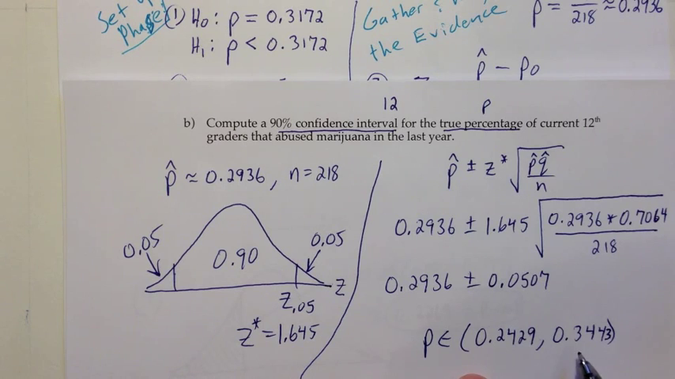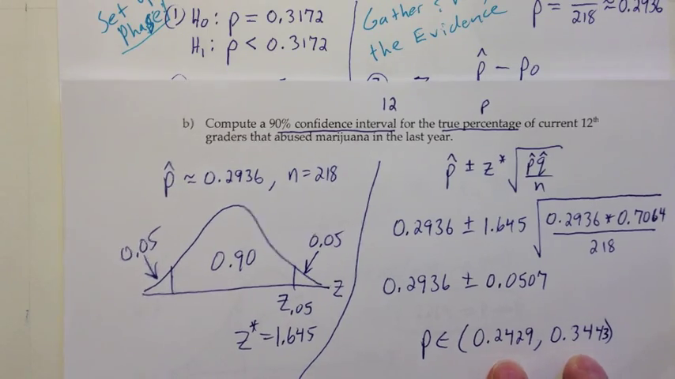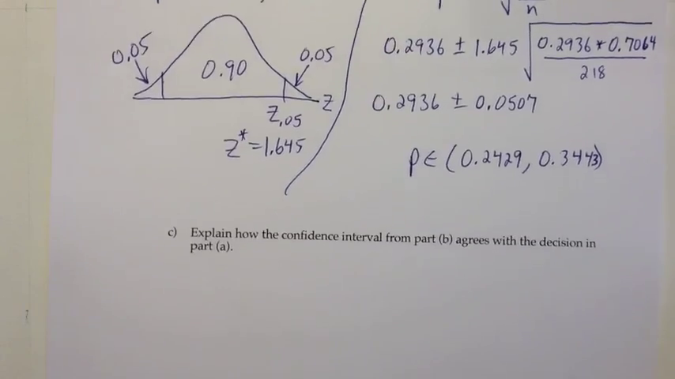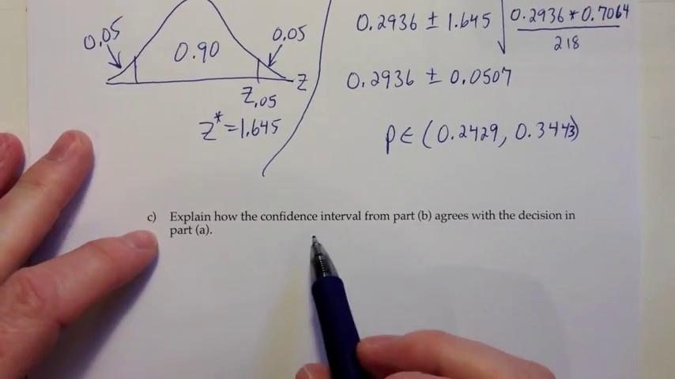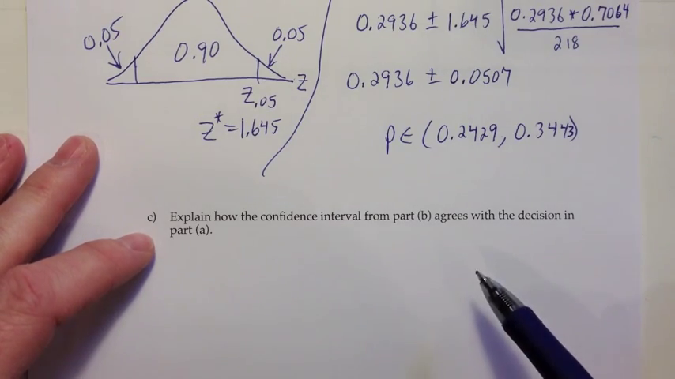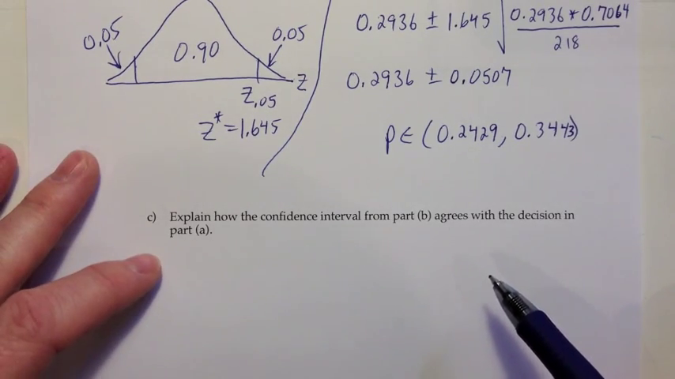I mean, I don't see it specifically there, but it is in this range between 0.2429 and 0.3443. So the next question here actually asks us to write that out. It says, explain how the confidence interval we got right here agrees with the decision we made in the previous page in that hypothesis test.